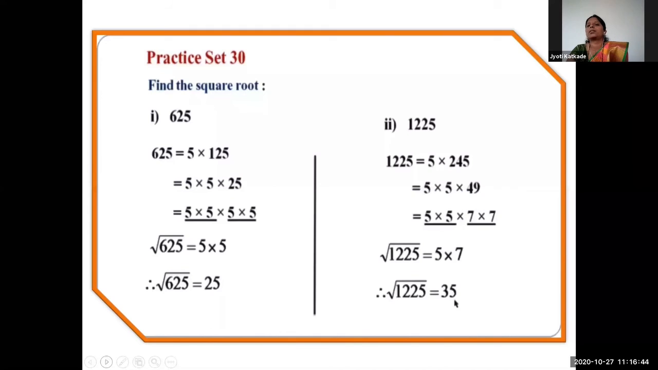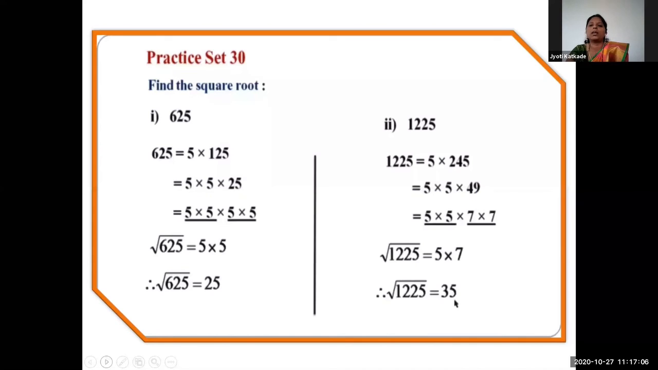Second example, in the same way, find out the prime factors. 1225 is divisible by 5. We get 245. This number is also divisible by 5. So we get 5 into 5 into 49.